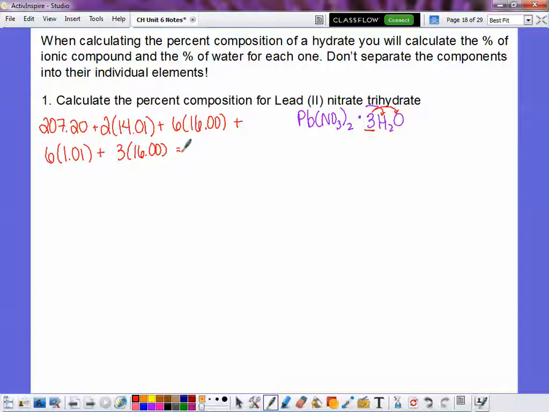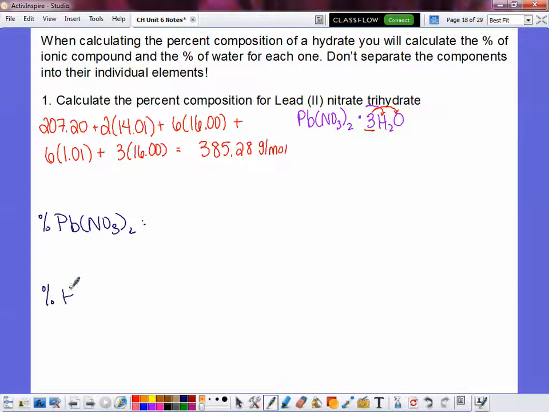So I'm adding up all of these numbers to calculate the entire molar mass, and I got 385.28, and remember our units are grams per mole. So now I have the entire molar mass. This number here, the 385.28, is going to be my denominator in my percent calculations. So we're going to find the percent of Pb(NO3)2 and then the percent of water. Like I just said, the denominator is going to be the same for both, and that's going to be the 385.28.